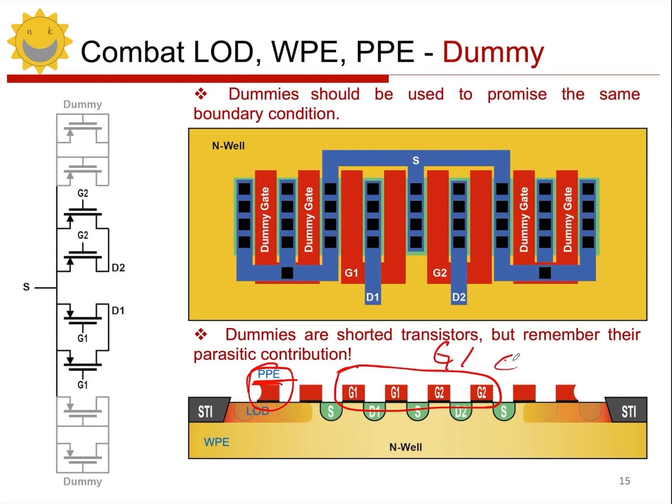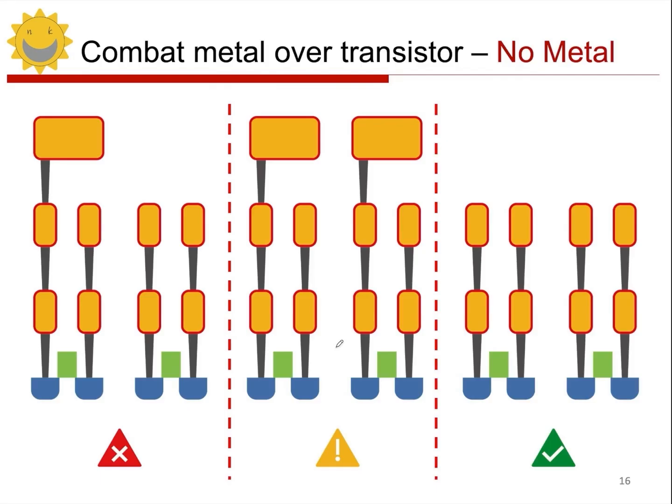The adaptation issue between these two tubes, G1 and G2, is caused by the LOD and PEP phenomenon, right? These adaptation issues have been resolved. Now let's take a look at the second issue, which is how to solve the metal over transistor problem. Actually, there's a very straightforward solution, which is called no metal, right? It's pretty obvious. We just don't put any metal on top of the transistor, and that solves the problem, right? So that issue is resolved.